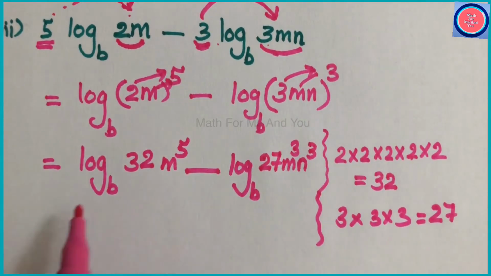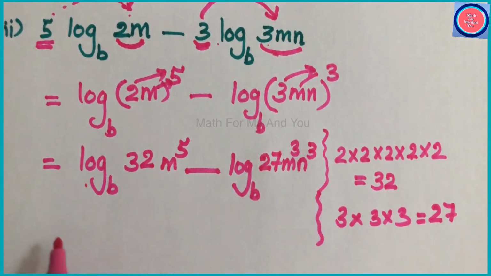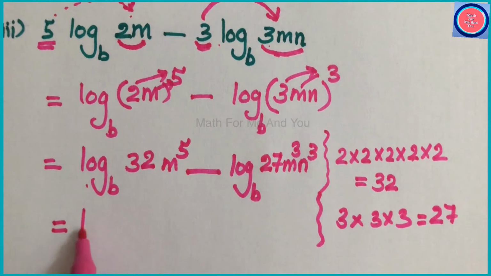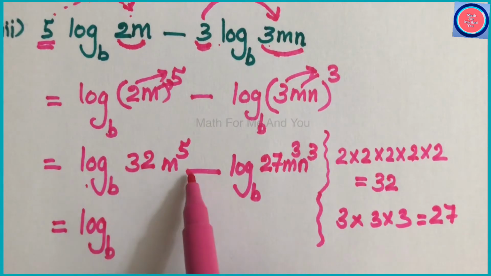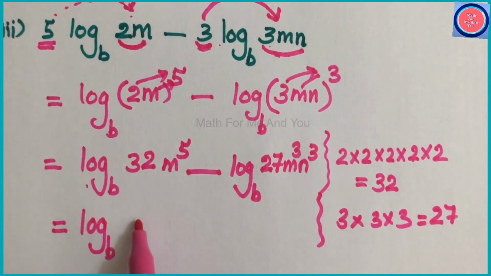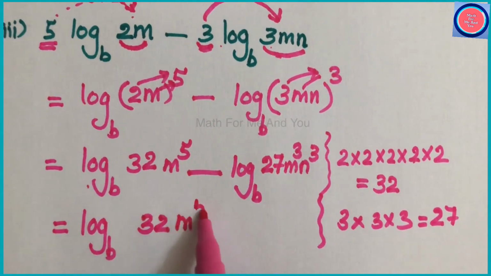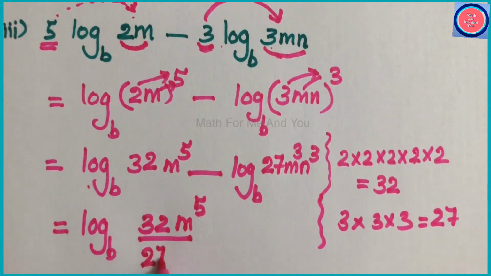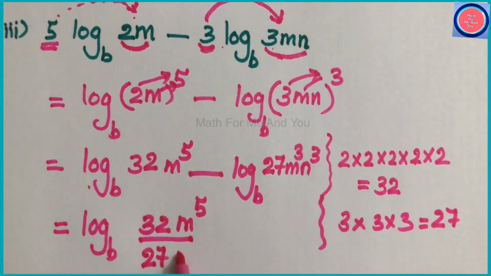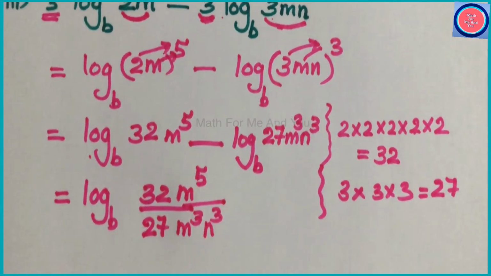Now we can see two logarithmic expressions connected with the minus. So we are going to write as a single logarithmic term equal to log to the base b. Then 32m power 5, the first one. Minus means we write divide. 32m power 5 over 27m power 3 n power 3, m cube n cube. After simplification we get the single logarithmic expression.